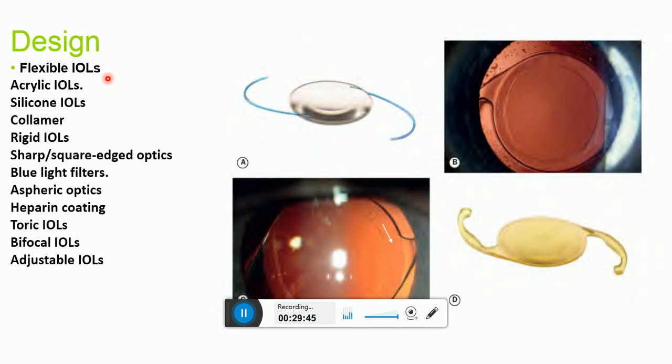There seems to be no distinct superiority of one material over another. The first one is acrylic IOLs, hydrophobic, in which the water content is less than 1%. Acrylic materials have a greater refractive index than hydrophilic lenses and are consequently thinner, though this can result in dysphotopsia, troublesome glare and reflections.